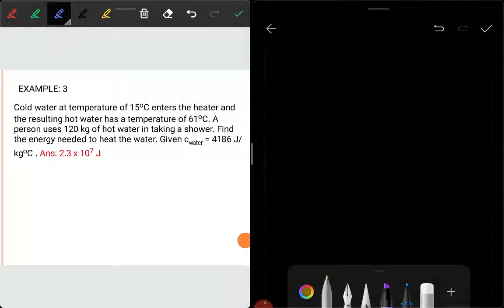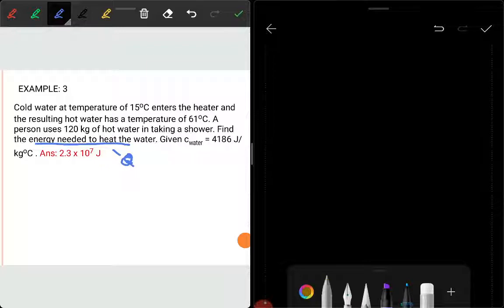A person uses 10 kg of hot water in taking a shower. Find the energy needed. You can see here the energy needed. That means this is the energy needed to heat the water. That means this is the amount of heat, Q.